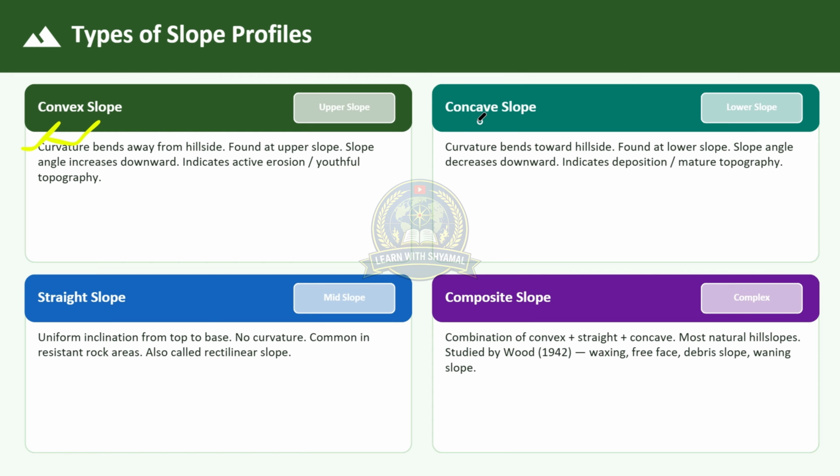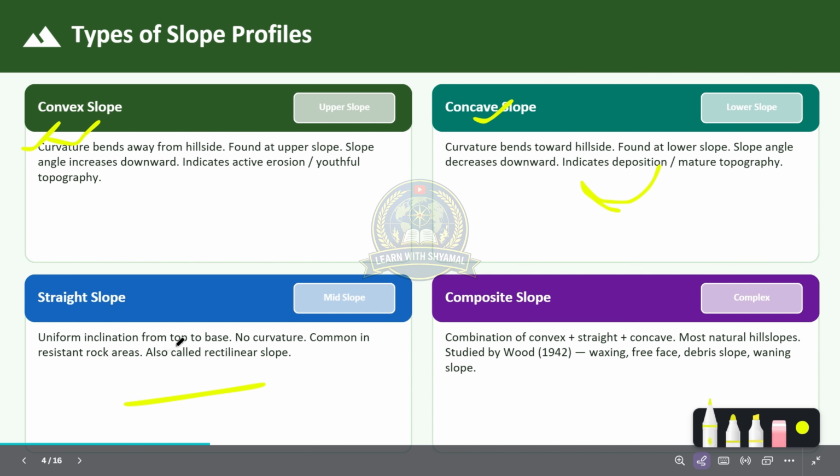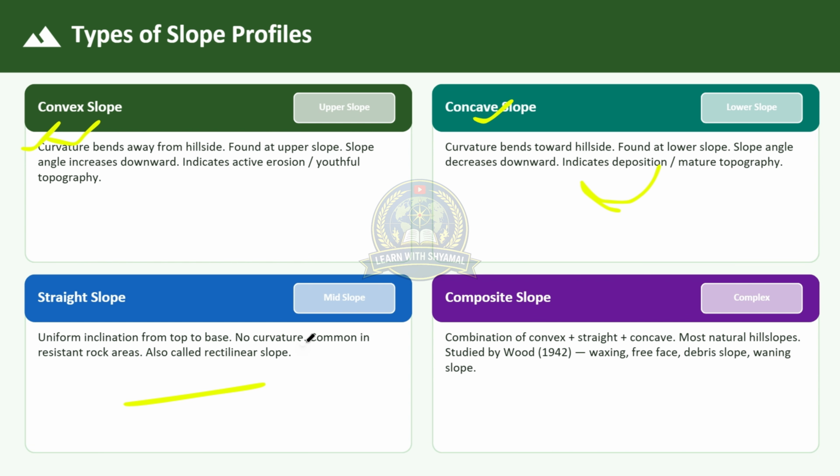Concave slope, lower slope. Curvature bends toward the hillside like this. Found at lower slope. Slope angle decreases downward like this, indicates deposition, mature topography. Then straight slope like this, uniform incline from top to base, no curvature, common in resistant rock areas, also called rectilinear slope. Then composite slope, a combination of convex, straight, as well as concave.